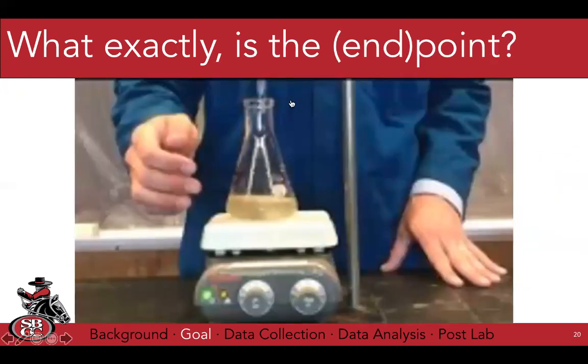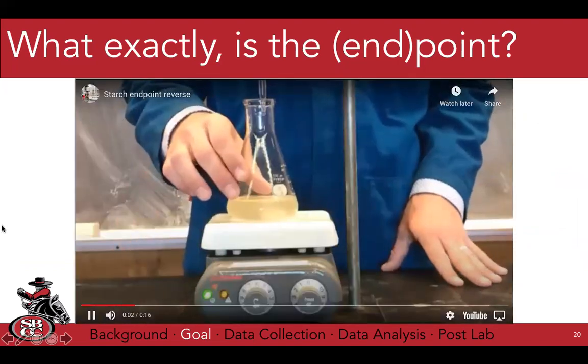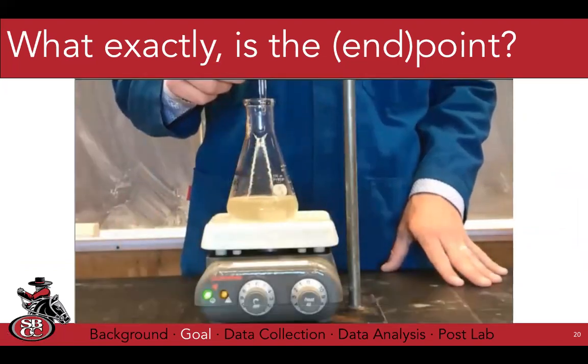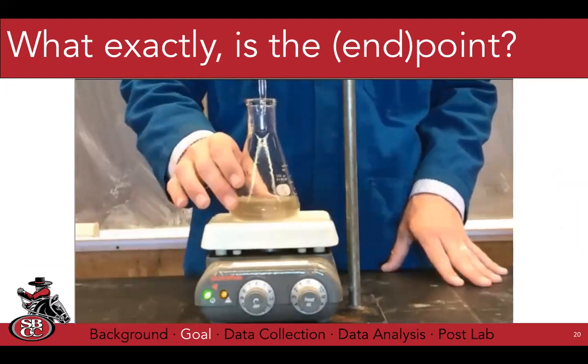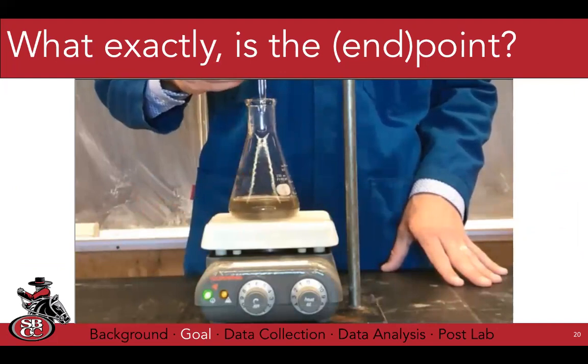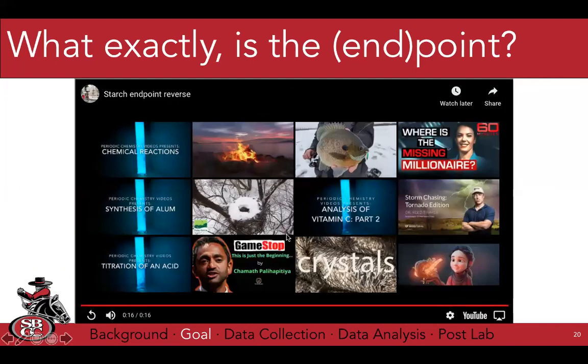Okay, so I just wanted to give you this sense of what it actually looks like to see our endpoint here. So this is a starch solution reaching its complex. And so this is what in real life, if we were doing this, this is what our solution endpoint would look like. So this totally turns black.